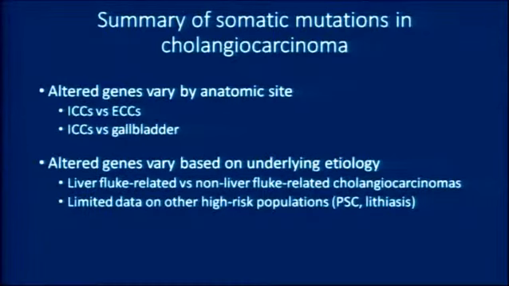The altered genes also do seem to vary by underlying etiology. The liver fluke versus the non-infectious do seem to be quite genetically different. Unfortunately, there's not much work yet on the other high-risk populations like PSC, stones, and choledochal cysts. And if you think about it, these would be the best patients to screen, because cholangiocarcinoma is uncommon enough that screening the general population might not make sense. But for patients with PSC or other high risks, if you had a genetic marker of people at high risk, it would be really useful. So I think that's a great task for the future: getting these tumors that arise in high-risk patients and seeing what their genetics are.